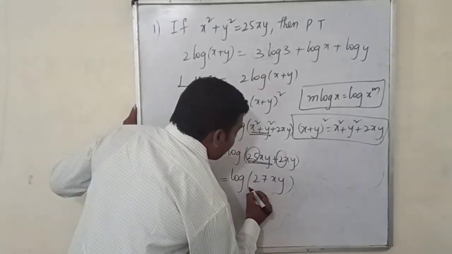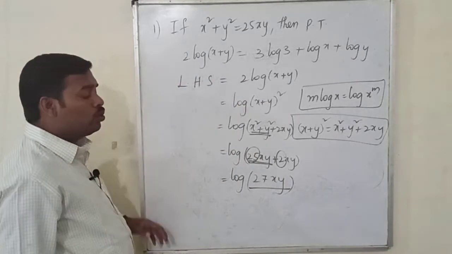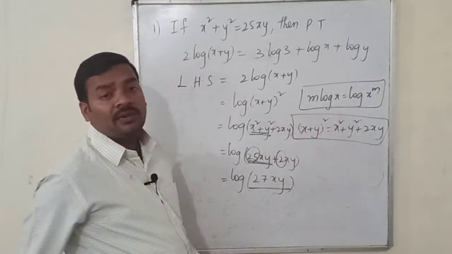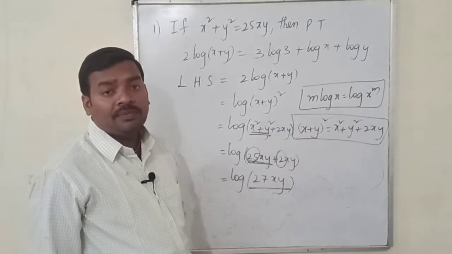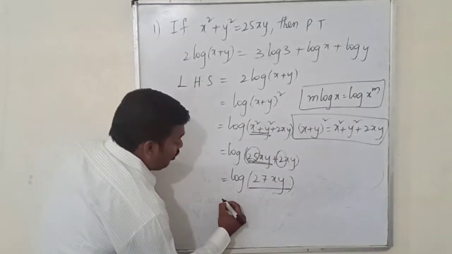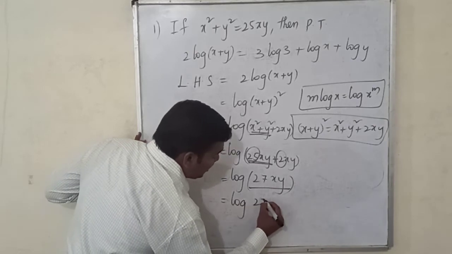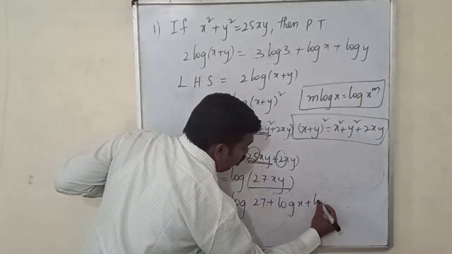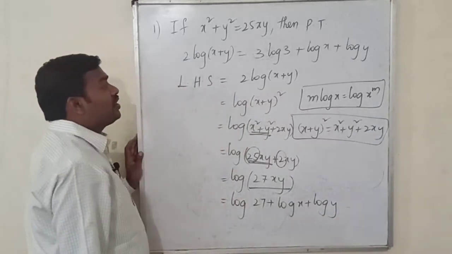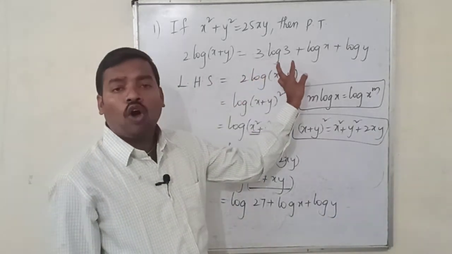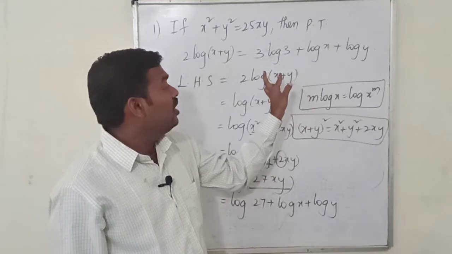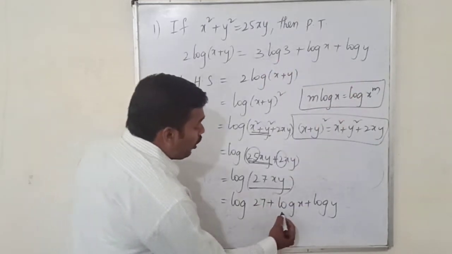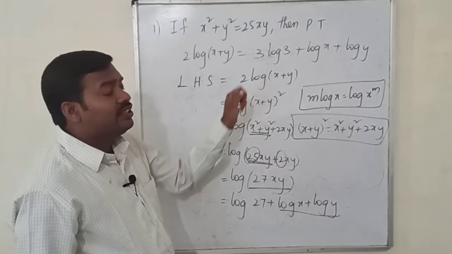Now by applying the product rule for this, I already told you, if you have more than 2 multiples here, you will be adding the logarithms of those particular multiples. Here that will be log 27 plus log x plus log y. But on the right hand side we have 3 log 3 plus log x plus log y. Here we got log x plus log y. We need to get 3 log 3.